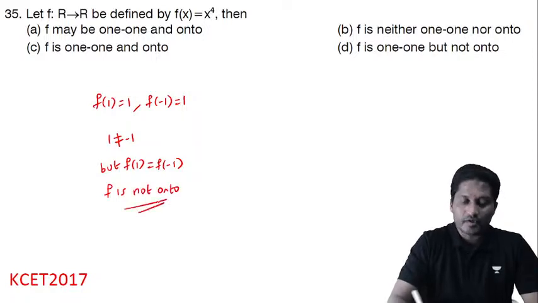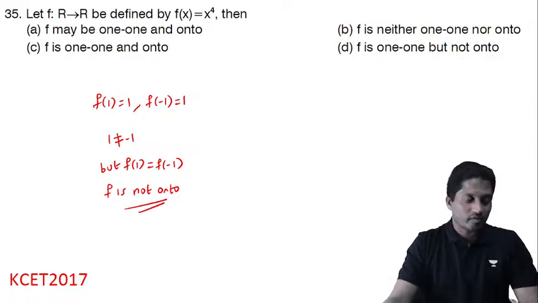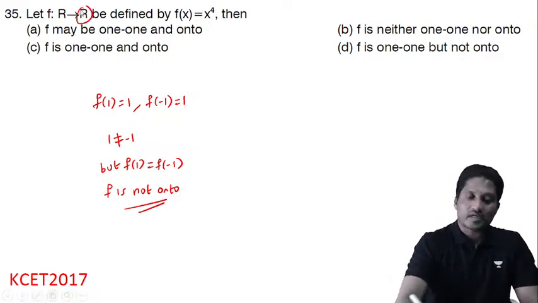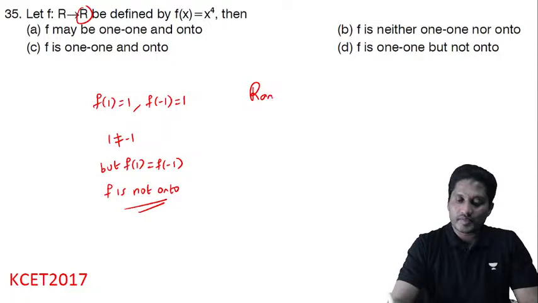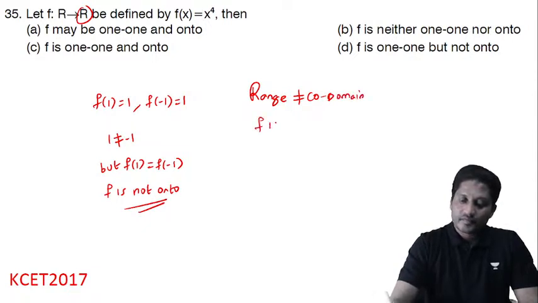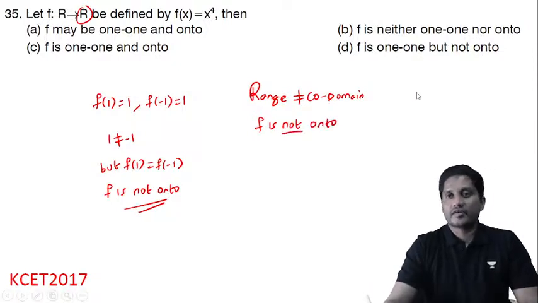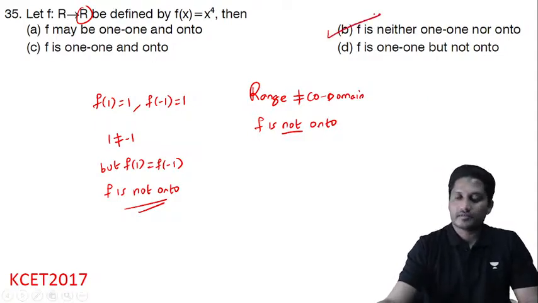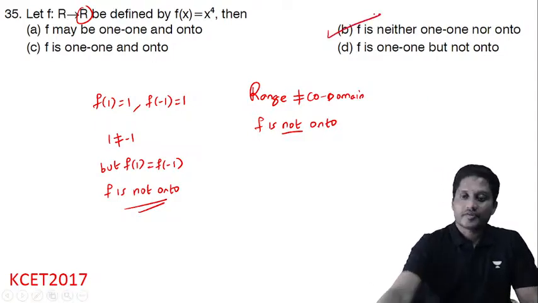And then x power 4 is always positive. x power 4 cannot be negative. But the codomain is R. So range is not equal to codomain. Therefore f is not onto. Therefore it is neither 1 to 1 nor onto, that is neither injective nor surjective. Answer is option B. Right. Let's move to the next question.